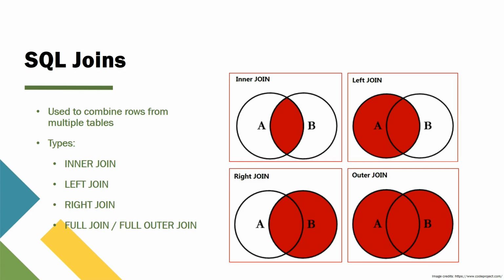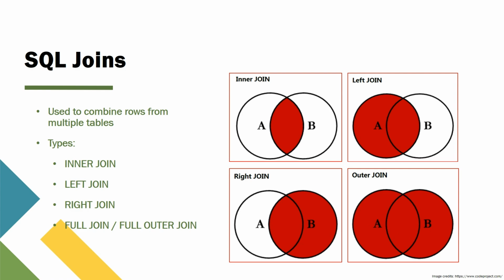And there is one more concept called joins. Joins are used to combine the rows from multiple tables. Suppose you want to select the data from multiple tables of the database, you can use the SQL joins. There are four types: inner join, left join, right join, and outer join, or full join.